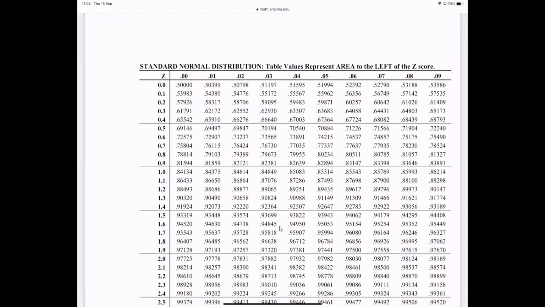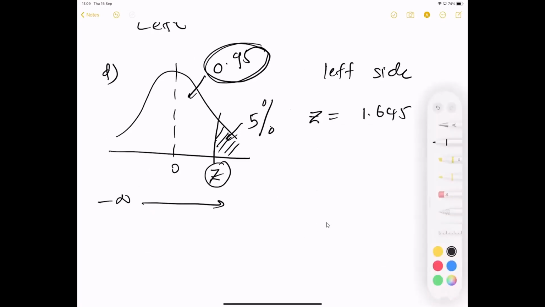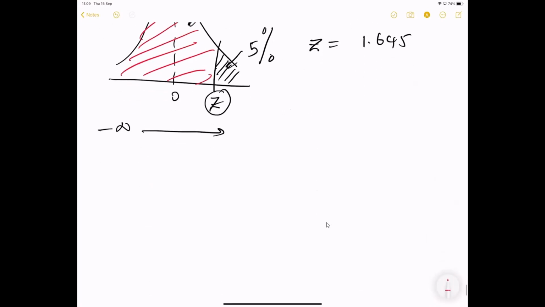0.95 is 1.64 or 1.645. That is a very famous value. So the Z value is 1.645, and it covers this total area. So part E.